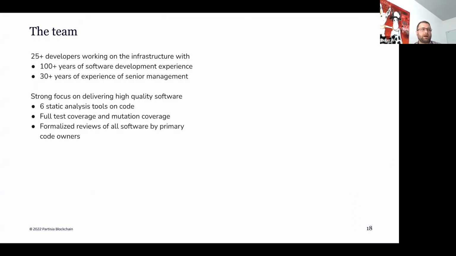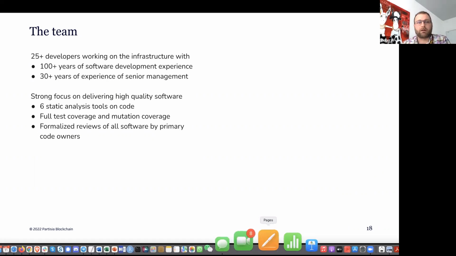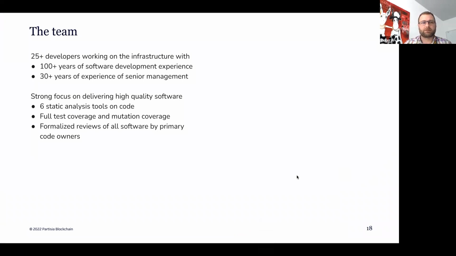What we are looking for in our software development process is qualified and experienced software developers, because we're developing core level protocol type of software that really needs to work. So we've hired people with a lot of experience. We not only have a lot of software development experience, but we also have extensive managerial experience. We have a strong focus on delivering this very core technology that cannot be allowed to break.